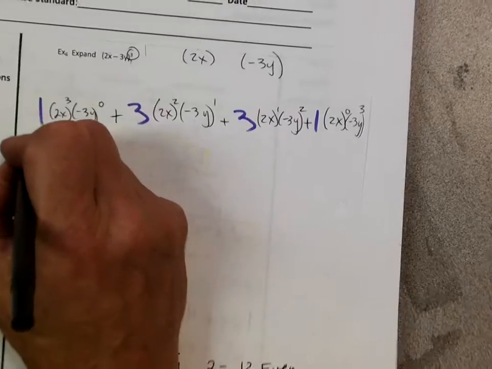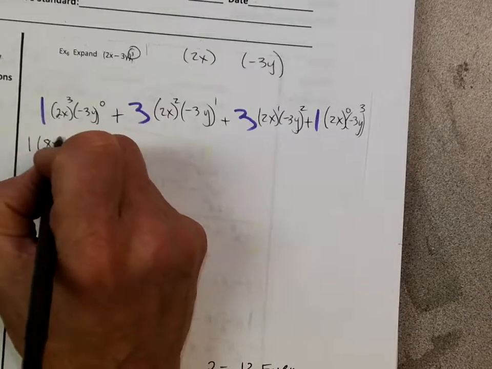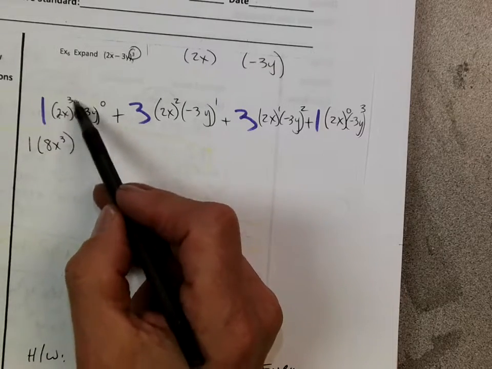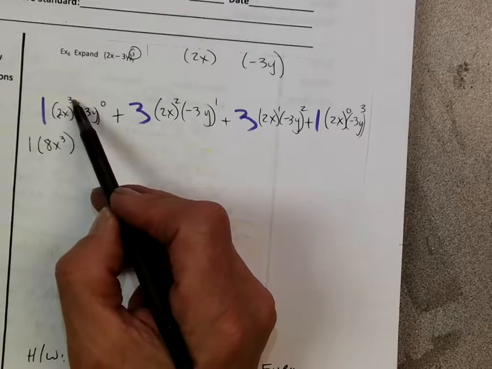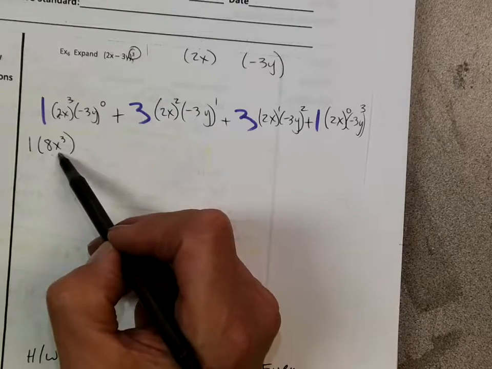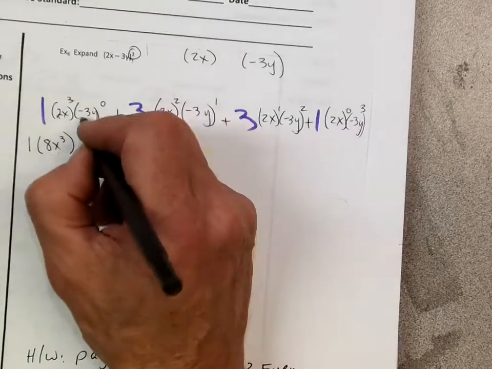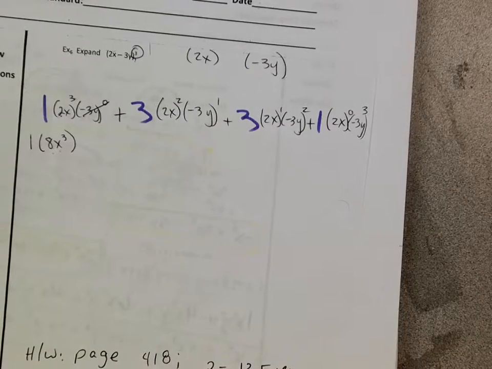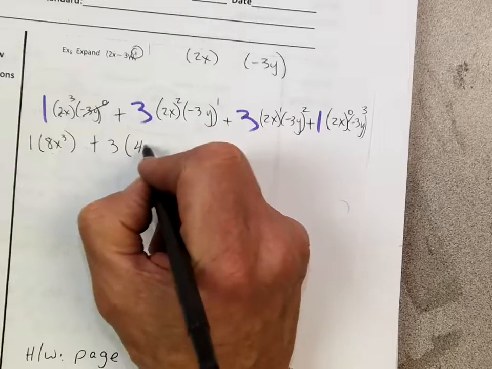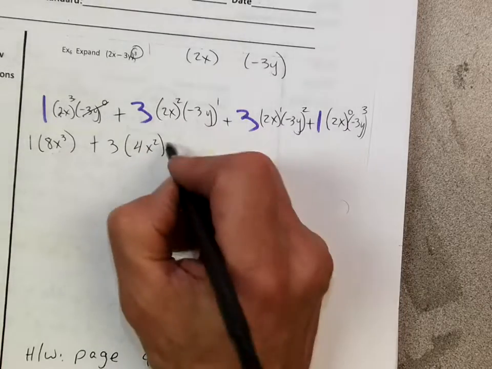Okay, I'm going to have a 1 times 8x cubed. 2 cubed is 2 times 2 times 2, which is 8. And then I got the x cubed, okay? I got 2 cubed, which is 8. Okay? Now, we can get rid of that, right? Because that's just 1 plus 3 times a 4x squared, 4, because I got 2 squared, times my negative 3y.